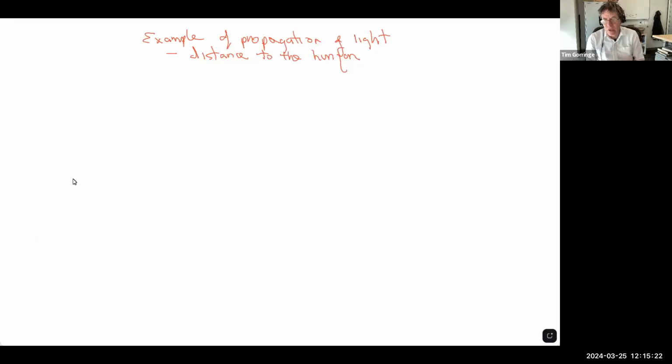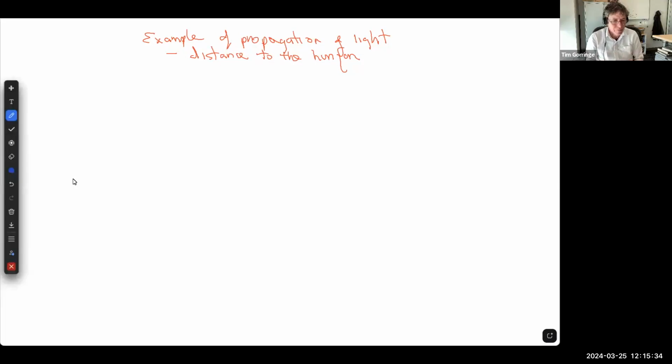Wanted to work through an example of propagation of light. This is propagation of light in a uniform material. Light propagates in a uniform material in a straight line.